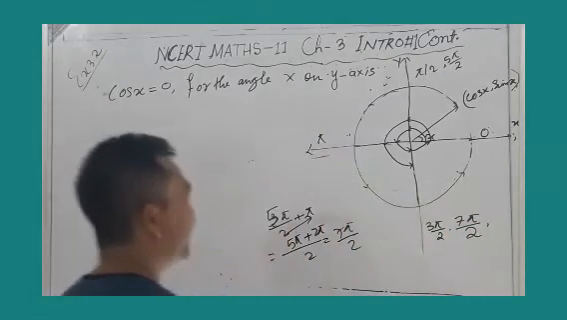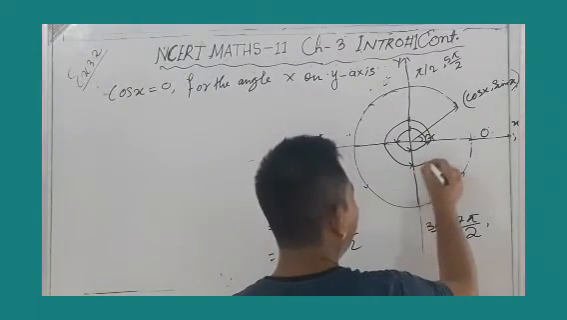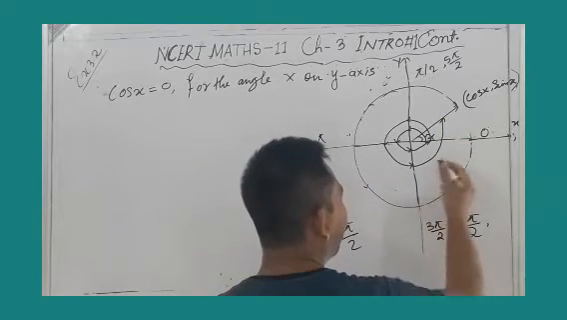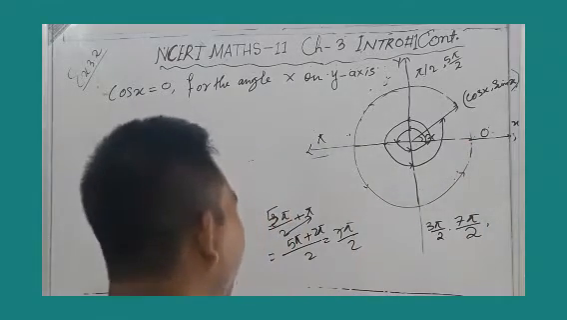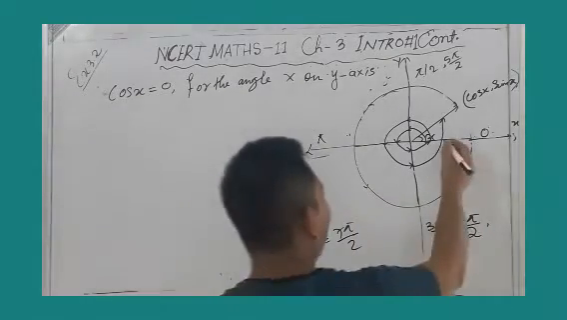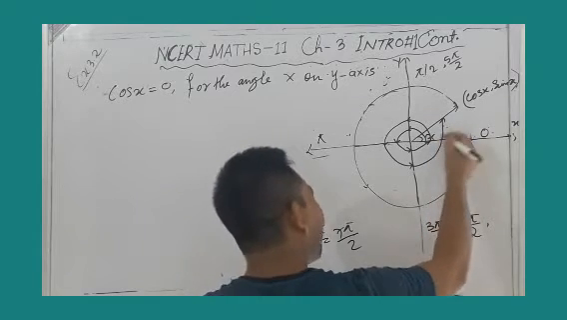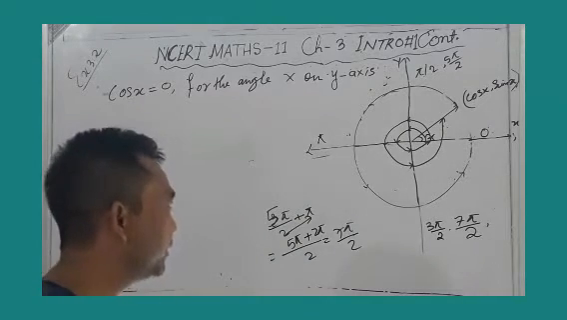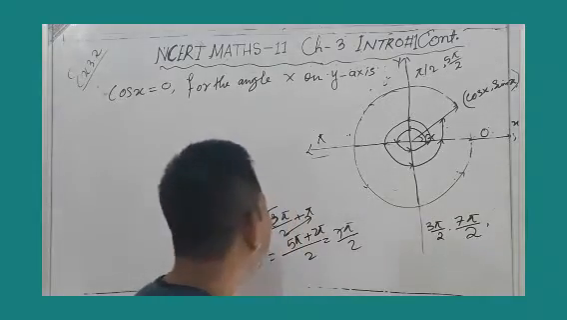Correct? And then next. Up to here it is 2 pi. If it is going up, this part is something plus. That means plus x.